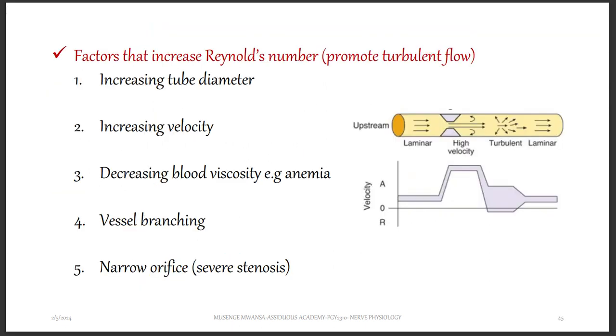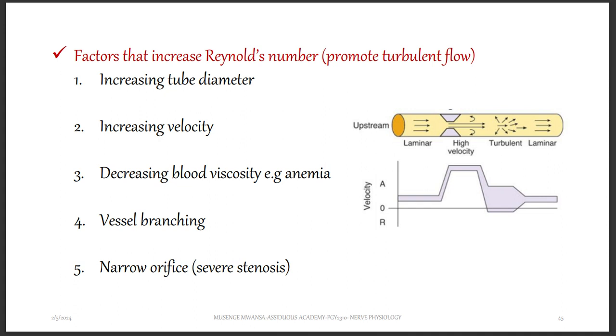So what are the factors that increase Reynolds number? Remember, if you increase Reynolds number, it means that you are promoting turbulent flow. Blood will not be able to move normally. If you increase the diameter of the tube, remember diameter is on top when you're calculating Reynolds number, it means that you're also going to increase turbulent flow. Increasing velocity, velocity is also a quantity on top. Decreasing blood viscosity, because viscosity is in the denominator. So if you decrease the viscosity, you are increasing the entire fraction.